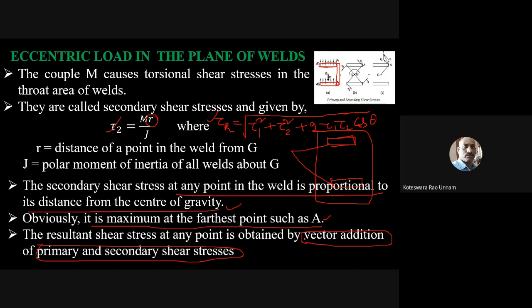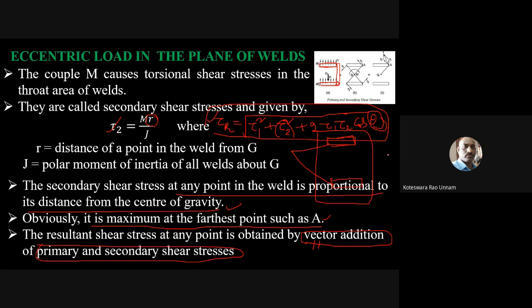This is nothing but vector addition only. If you apply the vector addition principle, the resulting formula is going to be only this. That's why I said the resultant shear stress at any point is obtained by vector addition of the primary and secondary shear stresses. This formula is derived from vector addition only. So I will calculate tau 1, the primary shear stress, and the secondary shear stress, tau 2. I also need to calculate the angle between tau 1 and tau 2. That is important here. If I know that angle, then only I can use this formula. Otherwise, you need to go for the graphical method.